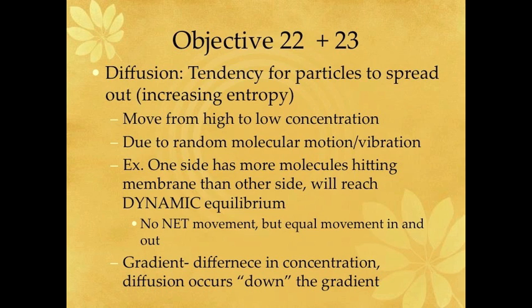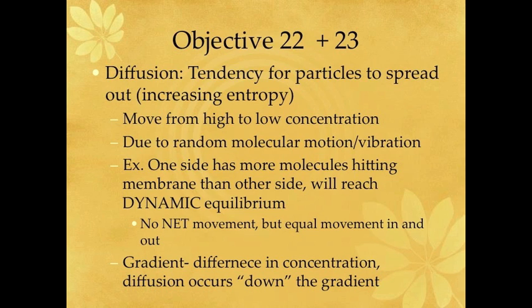So if one side of a membrane has more molecules hitting it than the other side, eventually, all things being equal, those molecules will reach what we call a dynamic equilibrium. Dynamic means in motion, and equilibrium means equal on both sides. A dynamic equilibrium, it's really important to note, does not mean that nothing is moving. It means that the molecules are moving out and in at the same rate. So overall, if you were to look at the net movement, there would be no net movement, but there is movement both into and out of the cell at equal rates.